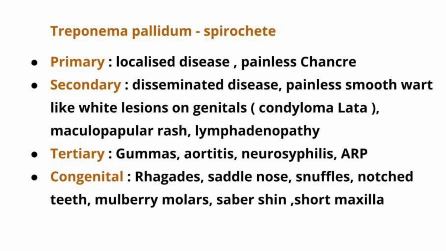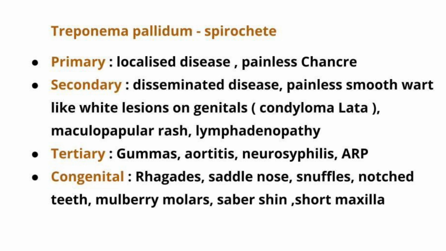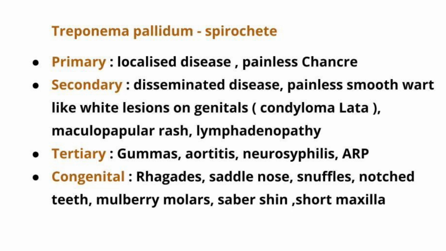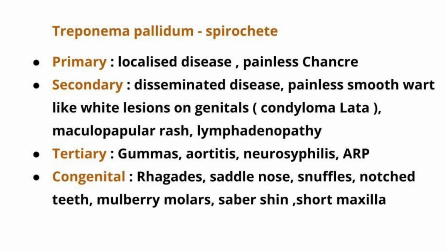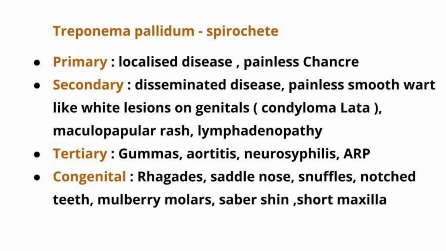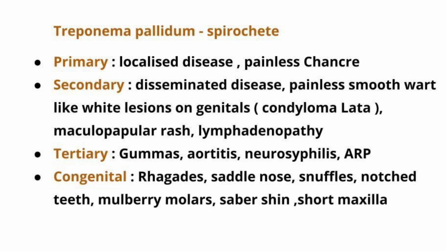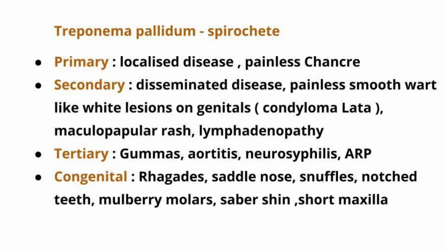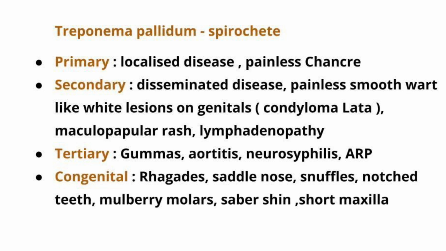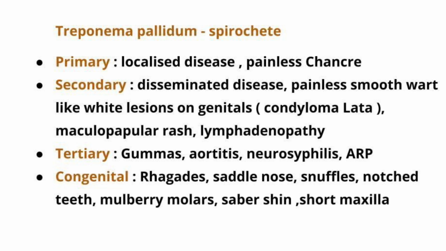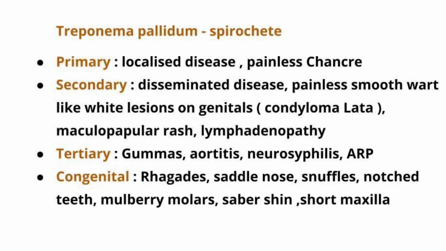Congenital syphilis is characterized by special facial features such as saddle nose, rhagades, snuffles, and notched teeth, also known as Hutchinson's teeth. They also have mulberry molars, having more cusps in their molar teeth, and they have saber shins and a short maxilla.